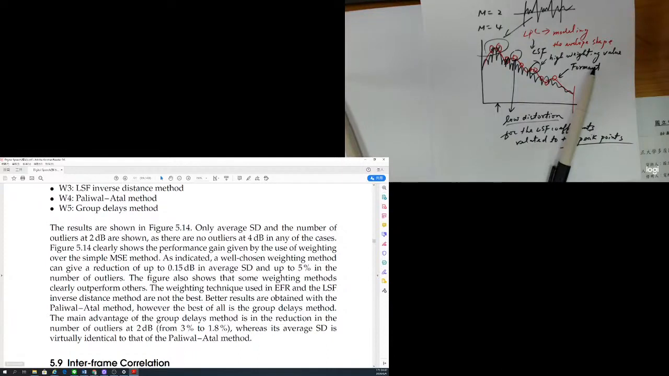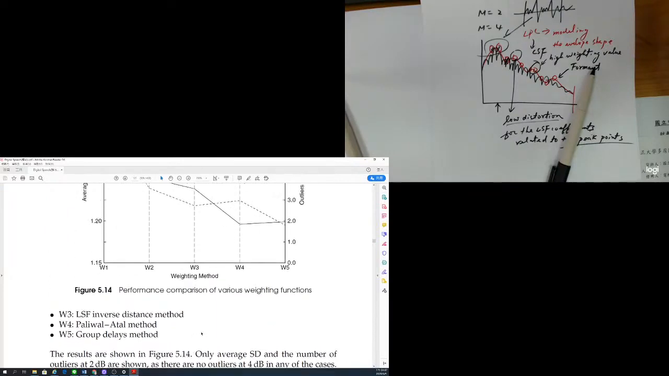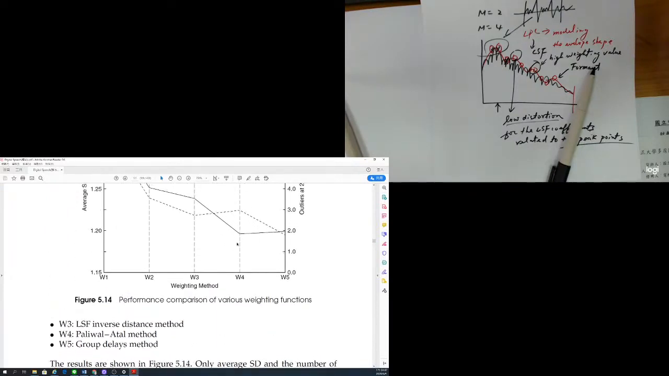The main advantage of the group delay method is the reduction of the number of outliers from 3% to 1.8%, and the average spectrum distortion is also good, similar. So spectrum distortion could be lower with W4, but fewer outliers would be preferred. Most of the time we do not like outliers.